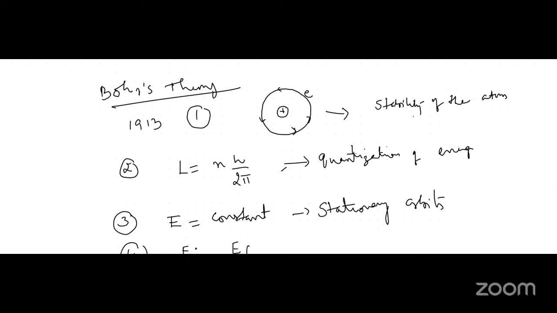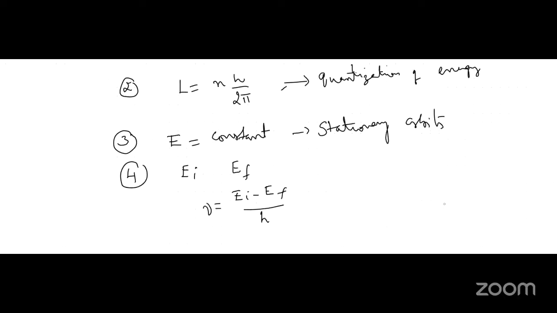And coming to the third postulate, it accounts for the stability of an electron which executes circular motion, which is against the electromagnetic theory. That is what it tells. And those orbits in which the electron revolves, we call them stationary orbits.